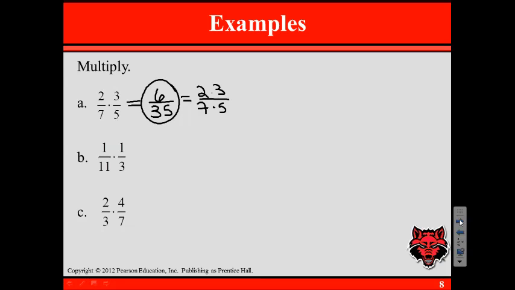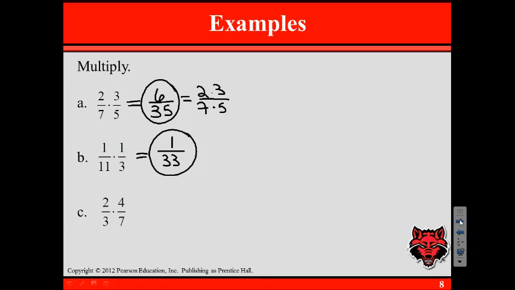Let's go to the next example. 1 over 11 times 1 over 3. Again, we multiply across the top. 1 times 1 is 1. 11 times 3 is 33. And here 1 can't be reduced any further, and it can't be broken down any further. So even if we rewrote the prime factorizations of the numerator and the denominator, 1 over 33 would be the simplest form. Once you have 1 on top or 1 on bottom, we can't break it down any further.